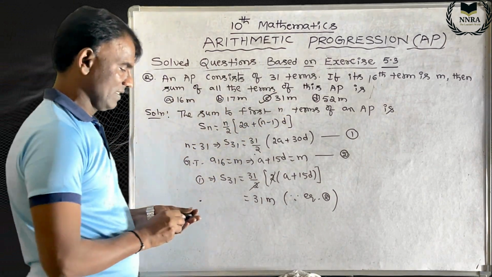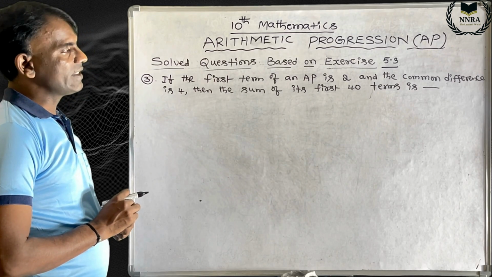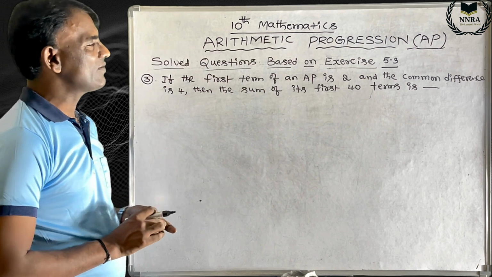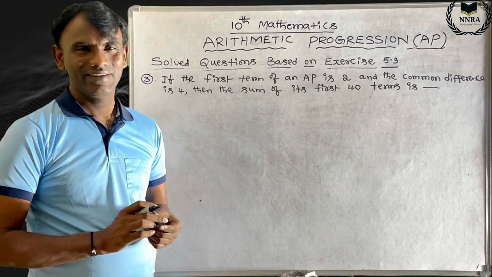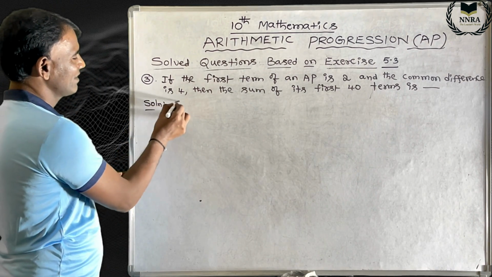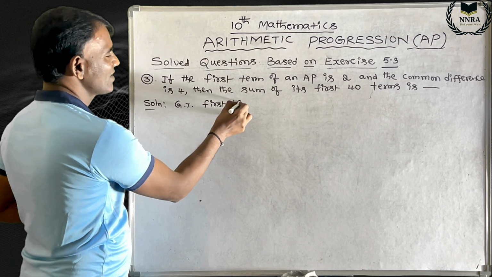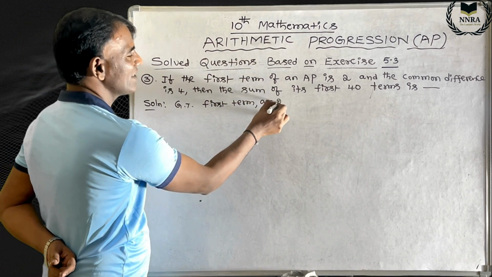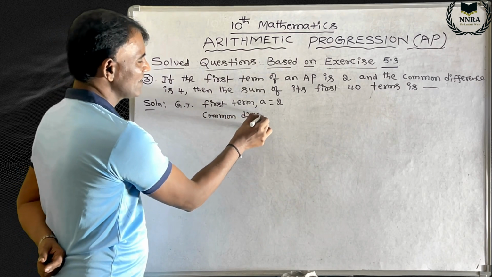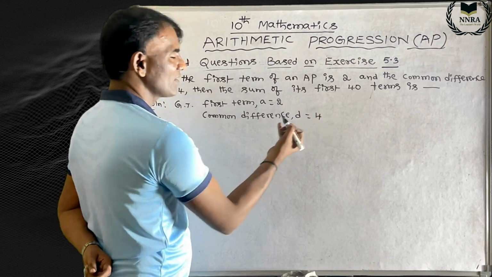Clear? Okay. Now this is the third question. If the first term of an AP is 2 and the common difference is 4, then the sum of its first 40 terms, meaning S40. Correct? Now just write the given data. Given that the first term is denoted by a. It is 2. Next the common difference is given, denoted by d. That is equal to 4.